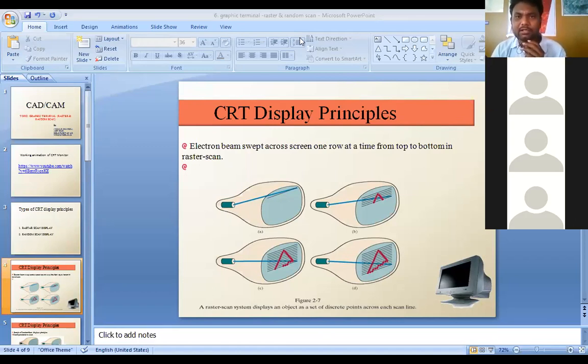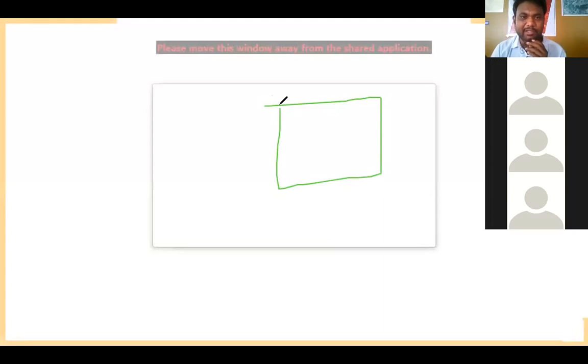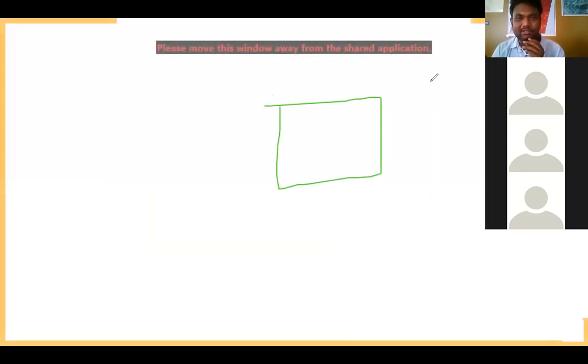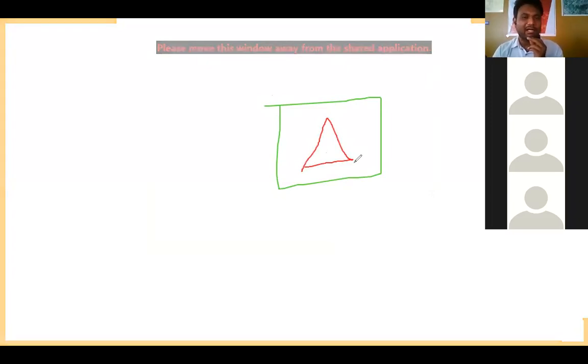Okay, so in the random scan display, it is not going to be like that. It is going to create straight lines, in a horizontal way, a vertical way, or an inclined way. So like this it will go. First it will draw one line. Another time it will go and draw one line inclined. Another time it will go like this and start drawing a line in this manner. Finally the desired display is going to be displayed.